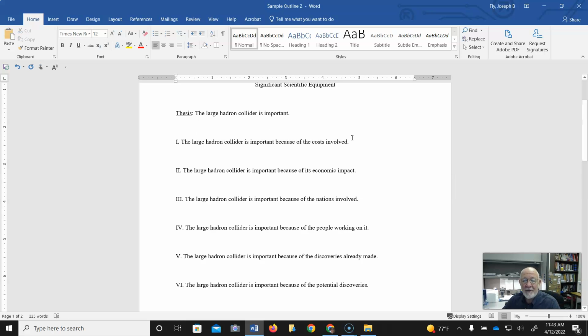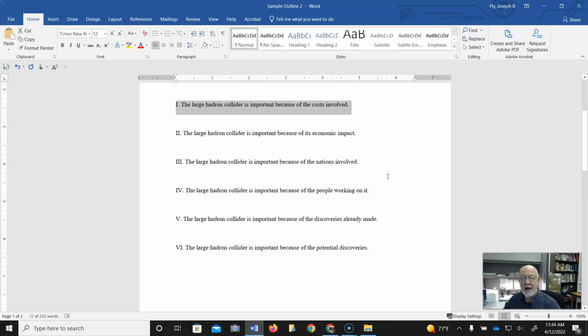The first body paragraph is going to start with this sentence: the Large Hadron Collider is important because of the costs involved. And then I'm just going to have one quote from one of my sources that talks about either the dollar figure or the types of costs, and then 3 or 4 or 5 sentences explaining the costs that are involved with the Large Hadron Collider. My second paragraph is going to talk about the economic impact. That is, the money it generates in the surrounding communities and in the world.